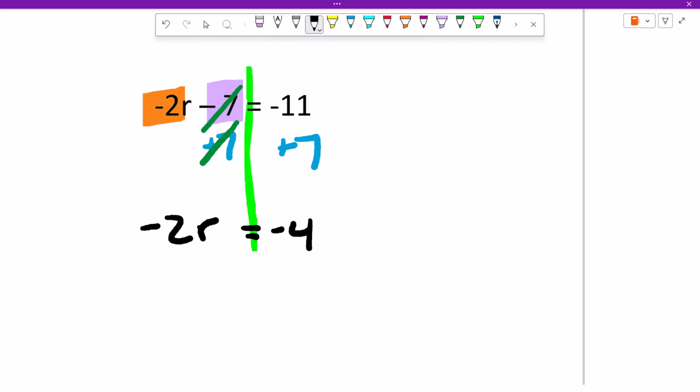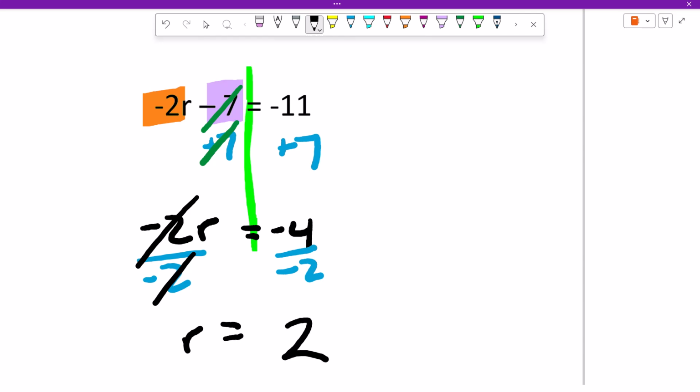Okay, now we need to get rid of that 2. What do we do? Divide. Does this look right? No. What should it be? Negative 2. When we're dividing, we were trying to make 1s. Negative 2 divided by negative 2 makes 1. So the 2's go away, and you divide the other side, we end up with negative 4 divided by negative 2 gives us positive 2.